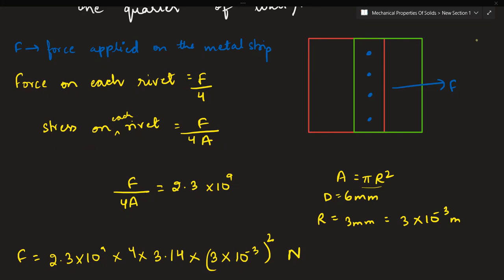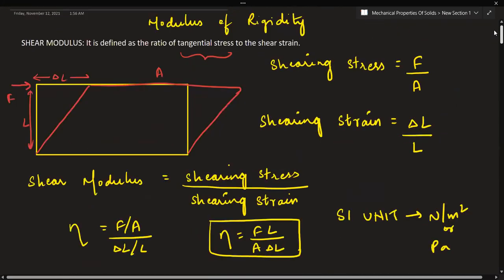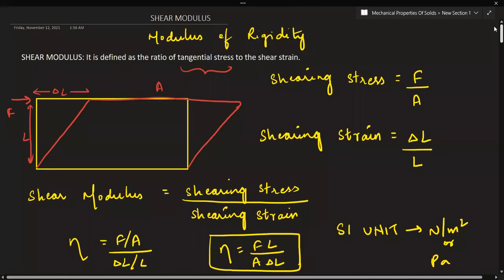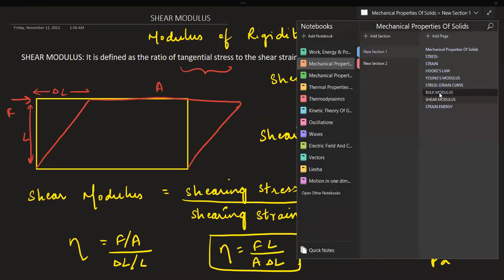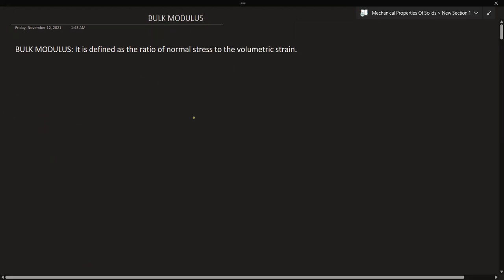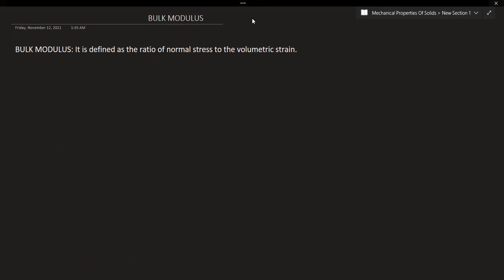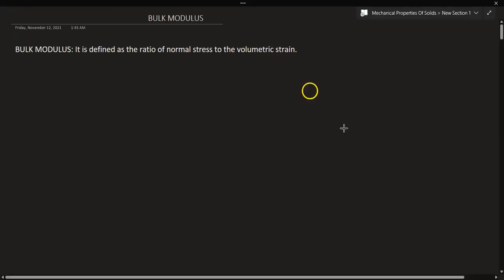Now, we have already covered two moduli of elasticity. One was Young's modulus, which was the ratio of normal stress and longitudinal strain. And right now, we have seen shear modulus or modulus of rigidity, that is the ratio of shear stress by shear strain. Now, the third and last type of modulus of elasticity is left, known as bulk modulus. Bulk modulus is the ratio of normal stress to the volumetric strain.